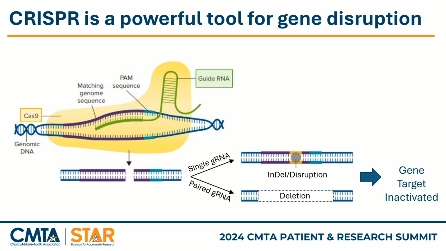The other way that we can use this is actually to use two guide RNAs, cut two places in the genome surrounding a gene. And when you have those double breaks, then you can actually remove the entire intervening sequence, which could have our gene of interest, it could have a mutation. But through these two different approaches, they both ultimately inactivate whatever we're targeting in the genome.